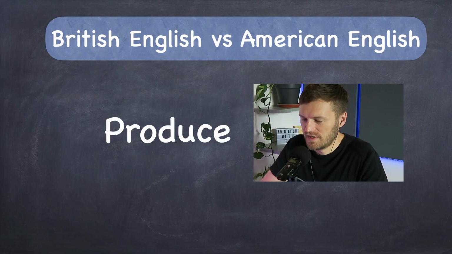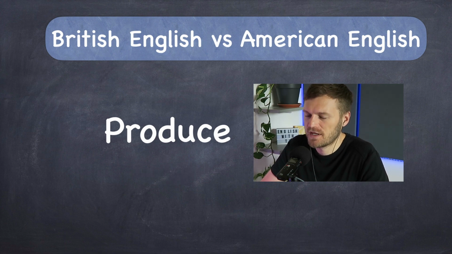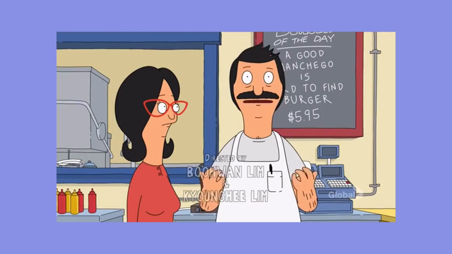The next word is spelled P-R-O-D-U-C-E. And in British English, this would be produce. Again, the O is pronounced like an A. In American English, it would be more like produce. So the O is very round. Again, produce and produce. Here's an example of the American English pronunciation.